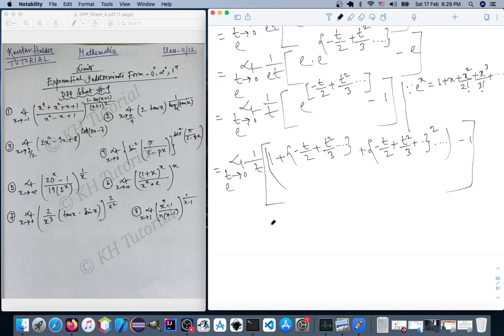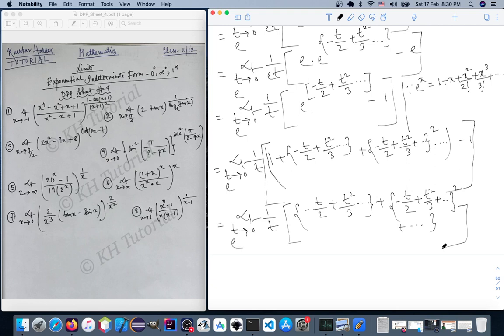So the 1 gets cancelled and we are left with 1 by t, minus t by 2 plus t square by 3, like this.